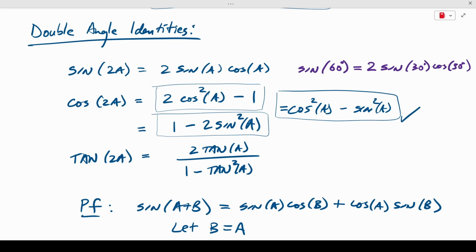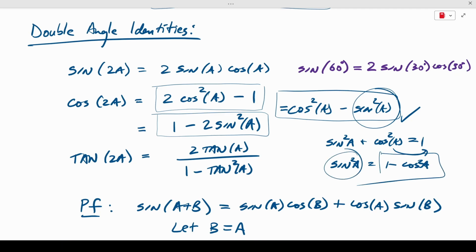And to get the other ones, we just use the Pythagorean identity. So remember that sine A squared plus cosine A squared equals 1, right? So that means if I subtract cosine A squared on both sides, that sine A squared is 1 minus cosine A squared. And so this can be replaced with this.